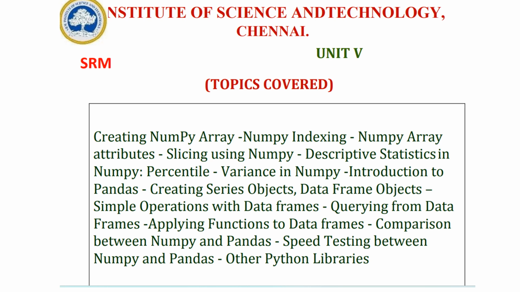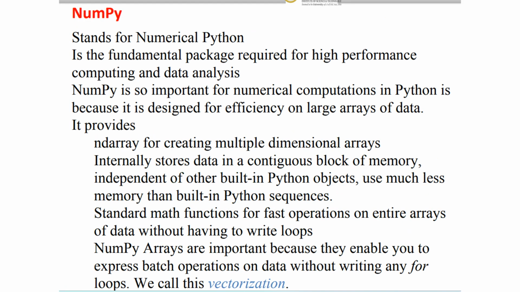Let us move to Unit 5, which is about the Python libraries, mainly NumPy and Pandas. The content in this unit is creating a NumPy array, NumPy indexing, NumPy array attributes, slicing using NumPy, and descriptive statistics in NumPy. Then how to create DataFrame objects, simple operations with the DataFrame, querying from a DataFrame, applying functions to a DataFrame, and how we compare NumPy with Pandas and other Python libraries. With this brief introduction, we will move to the first one, which is the NumPy array.